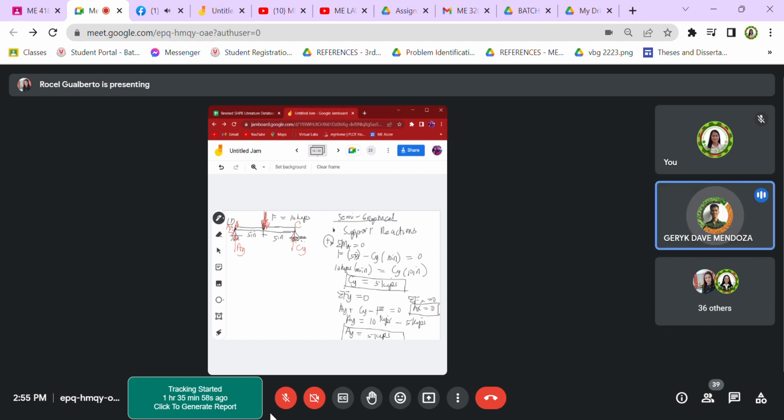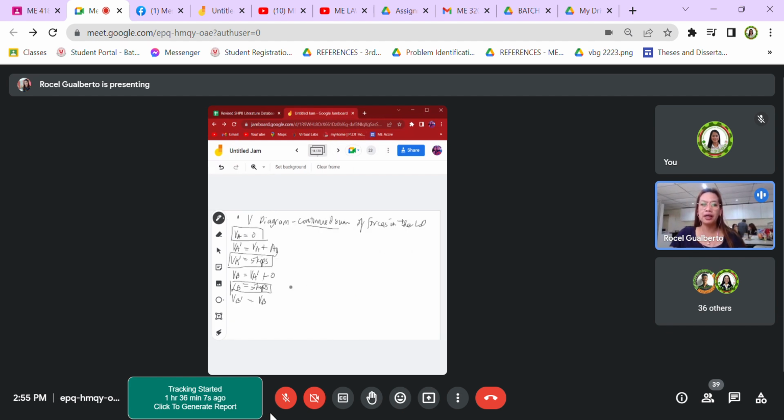Yung force po na 10 kips. Okay, correct. So, yung force po na 10 kips, pababa po yun, okay? So, therefore, ano pong ilalagay natin? Minus, okay? Minus 10 kips. So, this would be 5 minus 10. So, you arrive at negative 5 kips, okay? For V of B prime.